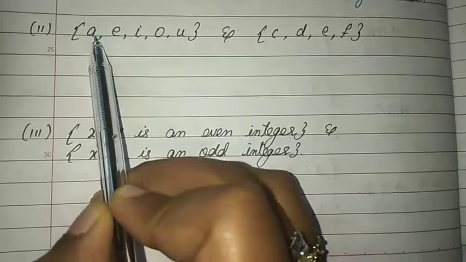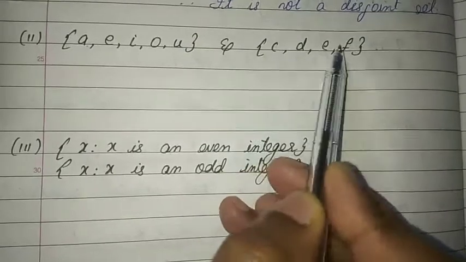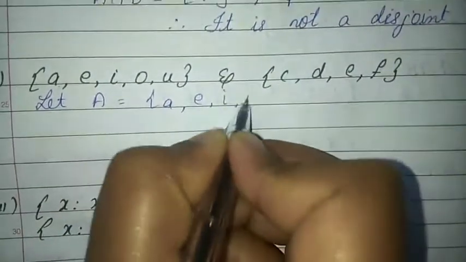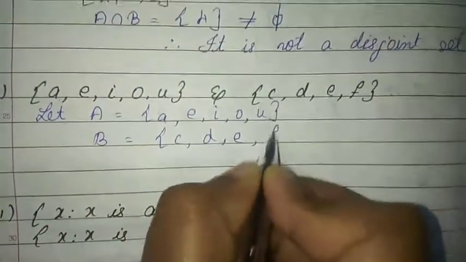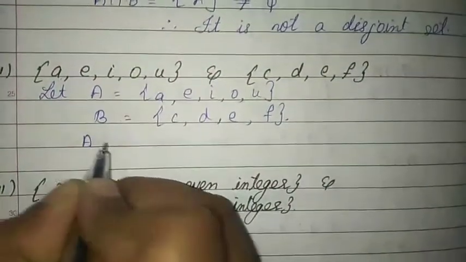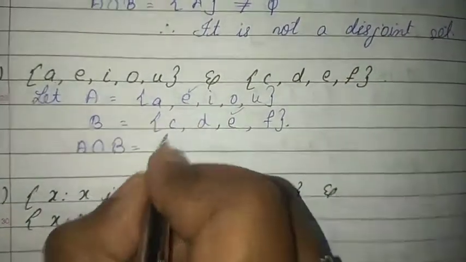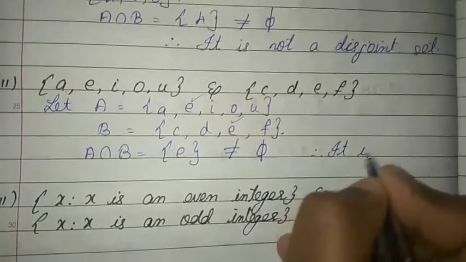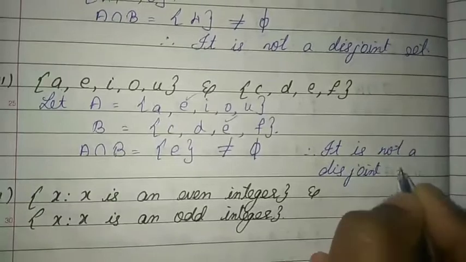Question 2. Two sets are given here also: A, E, I, O, U and B, C, D, E, F. So let set A be equal to A, E, I, O, U and set B be equal to B, C, D, E and F. So A intersection B is equal to, what is common over here? Only E. So E, which is not a null set. Therefore, it is not a disjoint set.